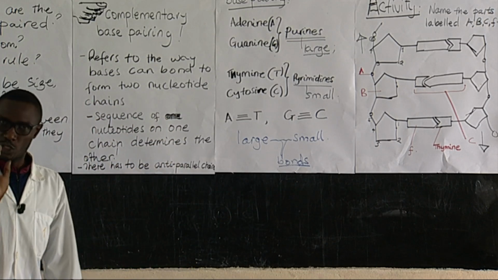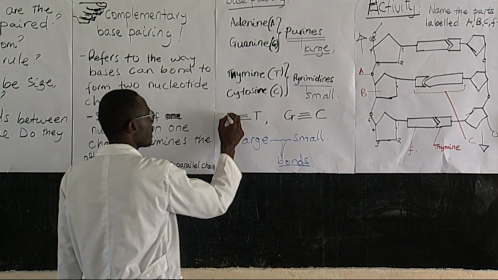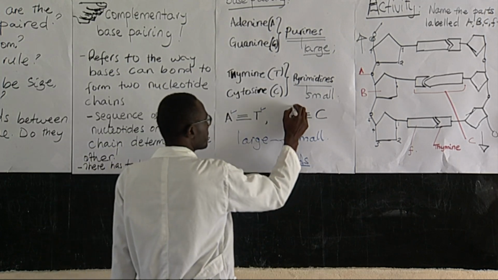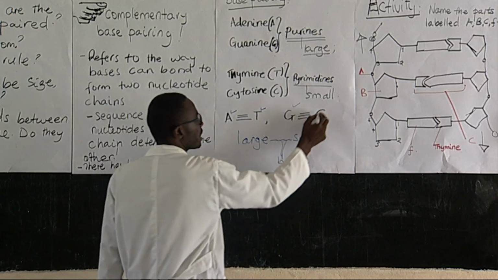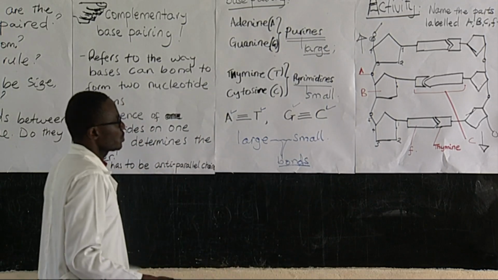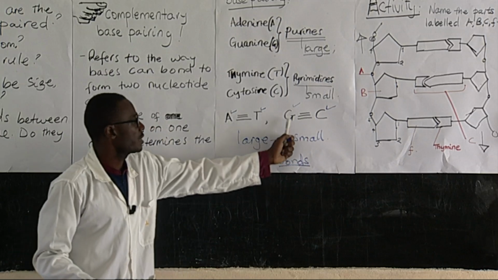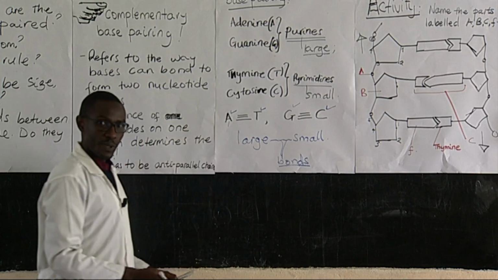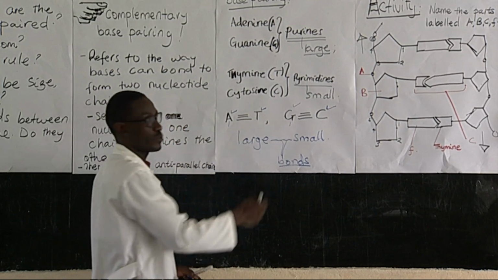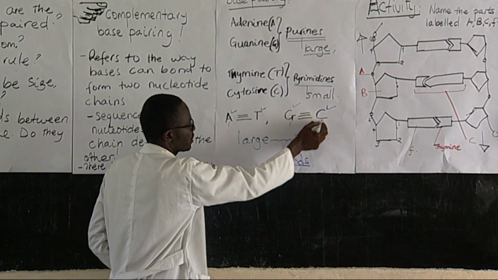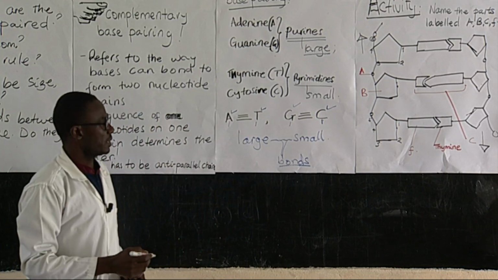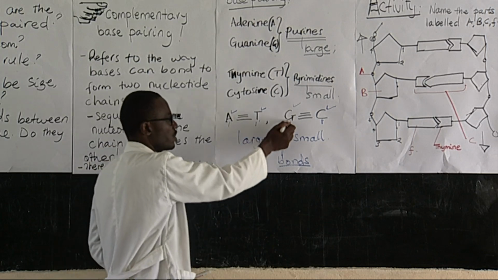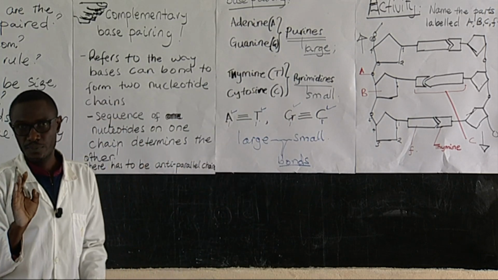So here we go. Simple rule. A large base A will always pair with a small base T. A large base G would always pair with a small base C. So base C pairs with G, base T pairs with A. A is a large base, G is a large base. C is a small base, and so is T. So in base pairing, the rule is that A goes with T and G with C, not the reverse.